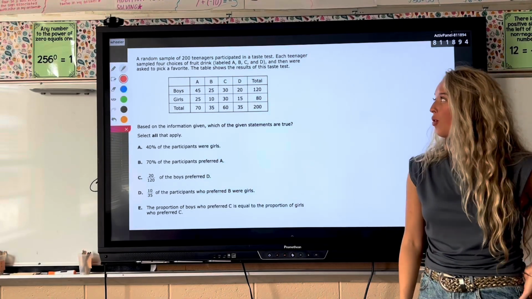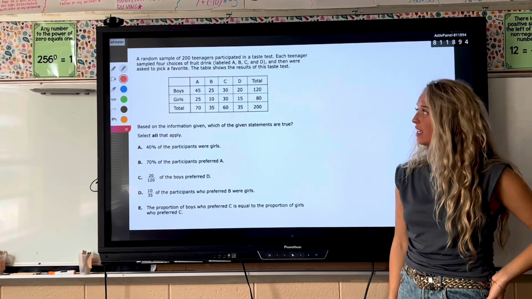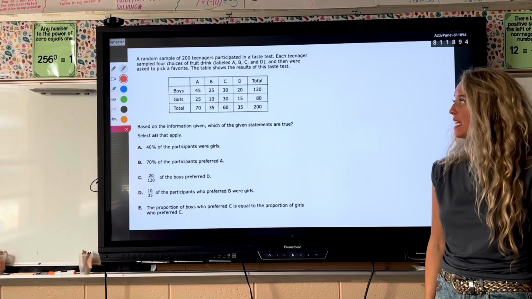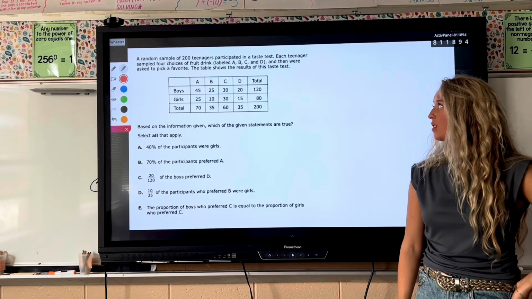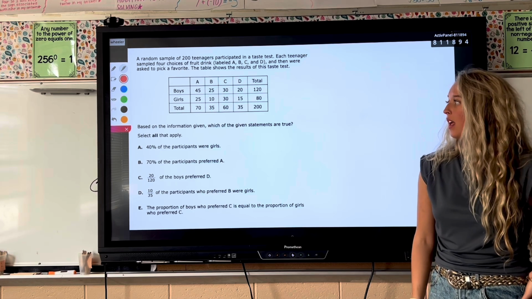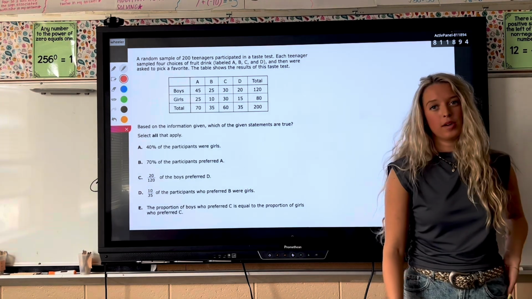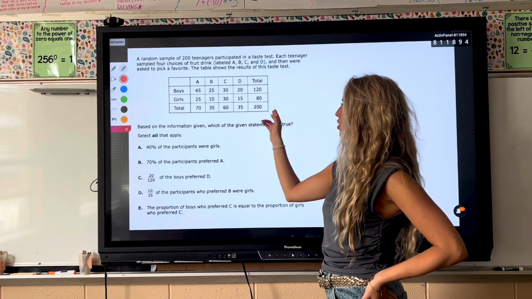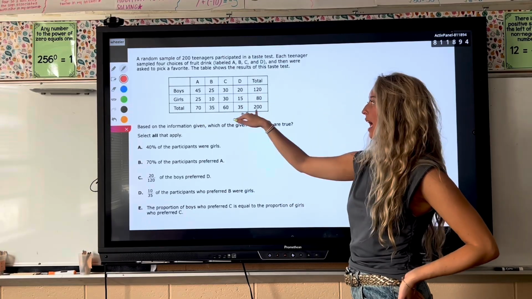A random sample of 200 teenagers participated in a taste test. Each teenager picked 4 choices of fruit drink labeled A, B, C, and D, and then we're asked to pick a favorite. The table shows the results of this taste test. Based on the information, which of the given statements are true, select all that apply. Here, we've got the table, we've got the amount of boys, girls, the total, and those that preferred A, B, C, and D, and their totals.